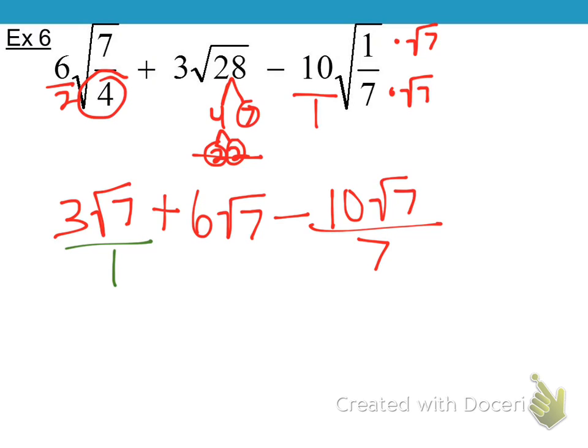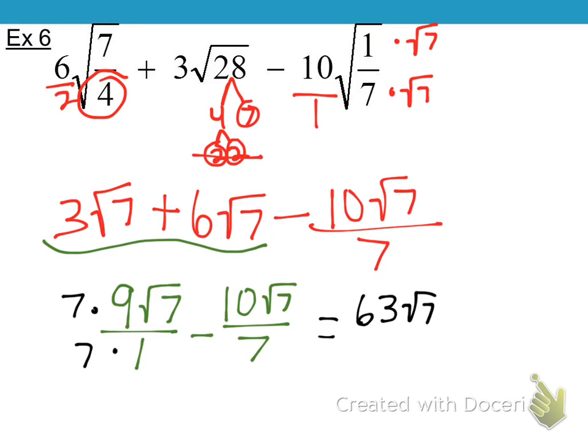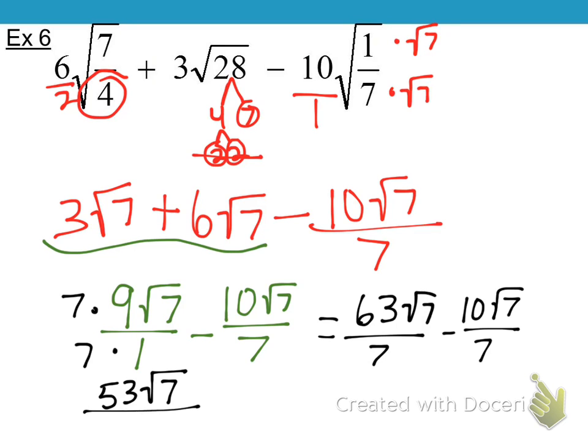Everything over 1. Wait, let's do Stella's trick. Let's combine these. So this is going to be 9 square root 7 over 1 minus 10 square root 7 over 7. Now what? Everything over 1. Multiply by 7 over 7. 63. So 63 square root 7 over 7 minus 10 square root 7 over 7. 53 square root 7 over 7.